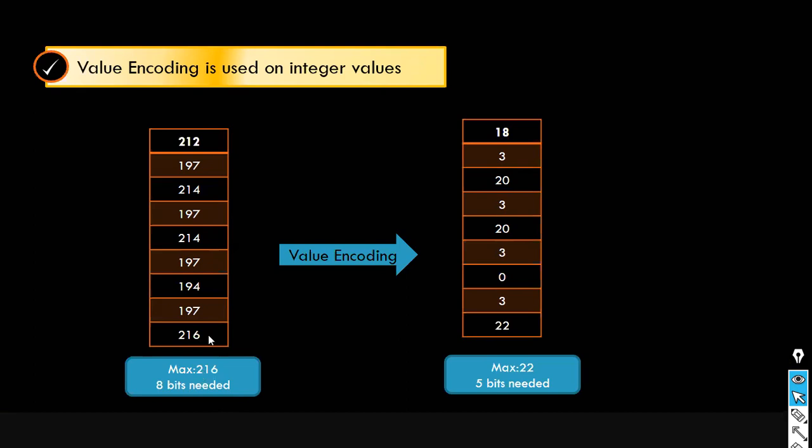216 is the maximum value, the highest value. So to store these 3 digits, it requires 8 bits of storage space. Okay, 8 bits is a very small one, fine.